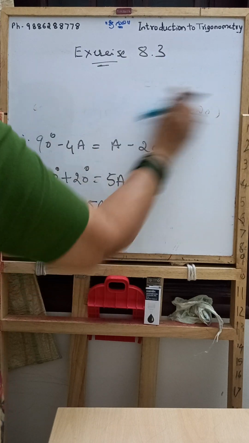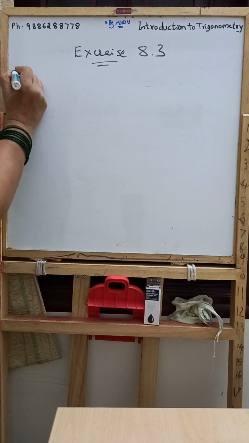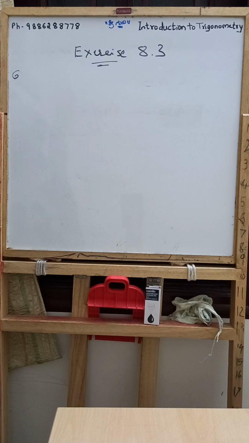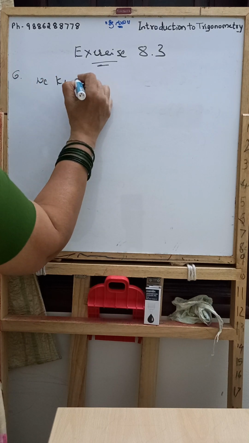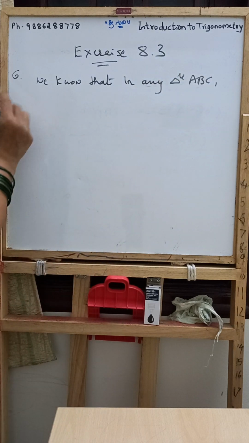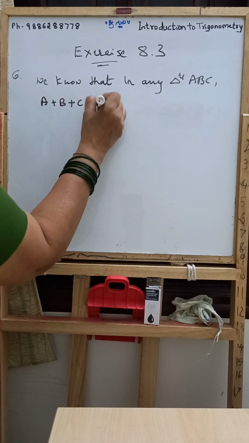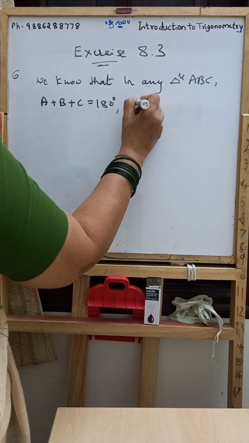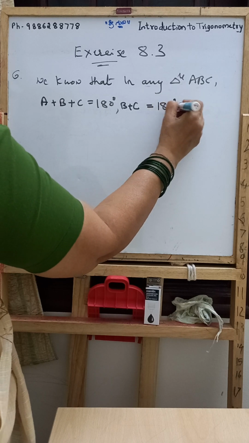Now the sixth one. If A, B and C are interior angles of a triangle ABC, then show that sine of B plus C whole divided by 2 is equal to cos of A by 2. We know that in any triangle ABC, the sum of the interior angles is equal to 180 degrees. That is angle A plus angle B plus angle C is equal to 180 degrees. Therefore, angle B plus C is equal to 180 degrees minus A.